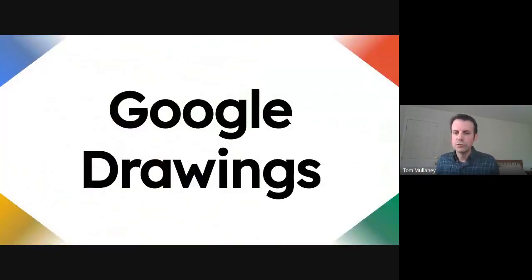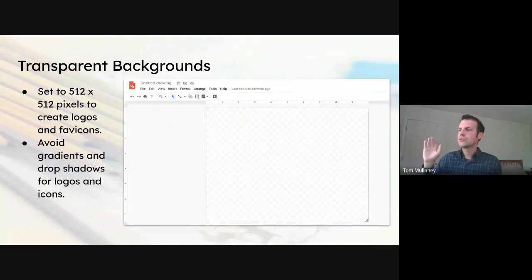All right, let's talk about Google Drawings. And the first one is transparent back. Now you can do transparent backgrounds in slides, but we know that in drawings it defaults. All right.